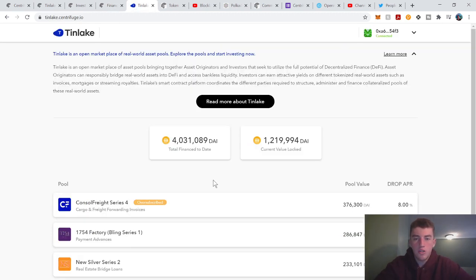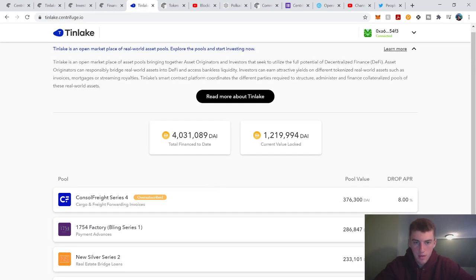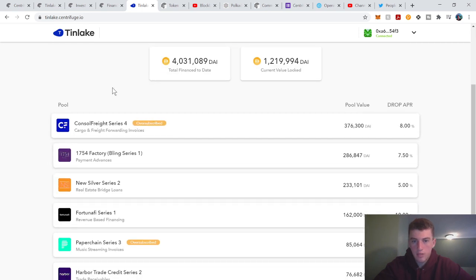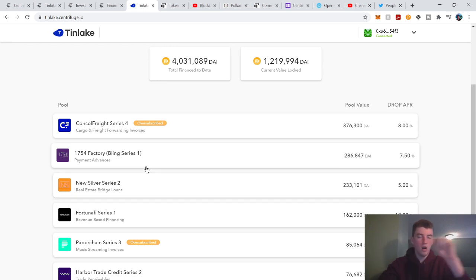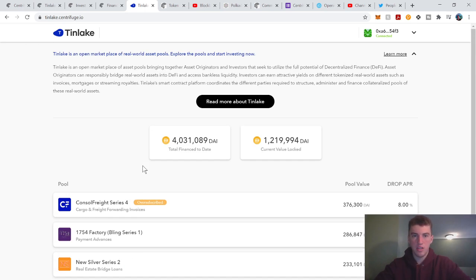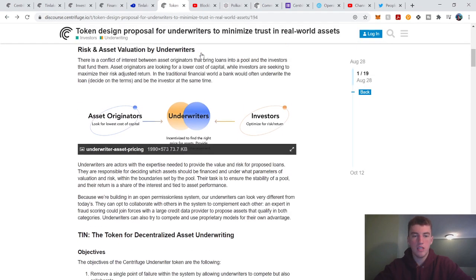We can jump right into their products right now. They have total finance to date, $4 million, currently value locked. There you go. So here's all the people using it. All the companies trying to access liquidity through Tinlake right now. And you could go ahead and participate. I think you might have to be an accredited investor. So just take that into consideration. I don't know how long that will continue.